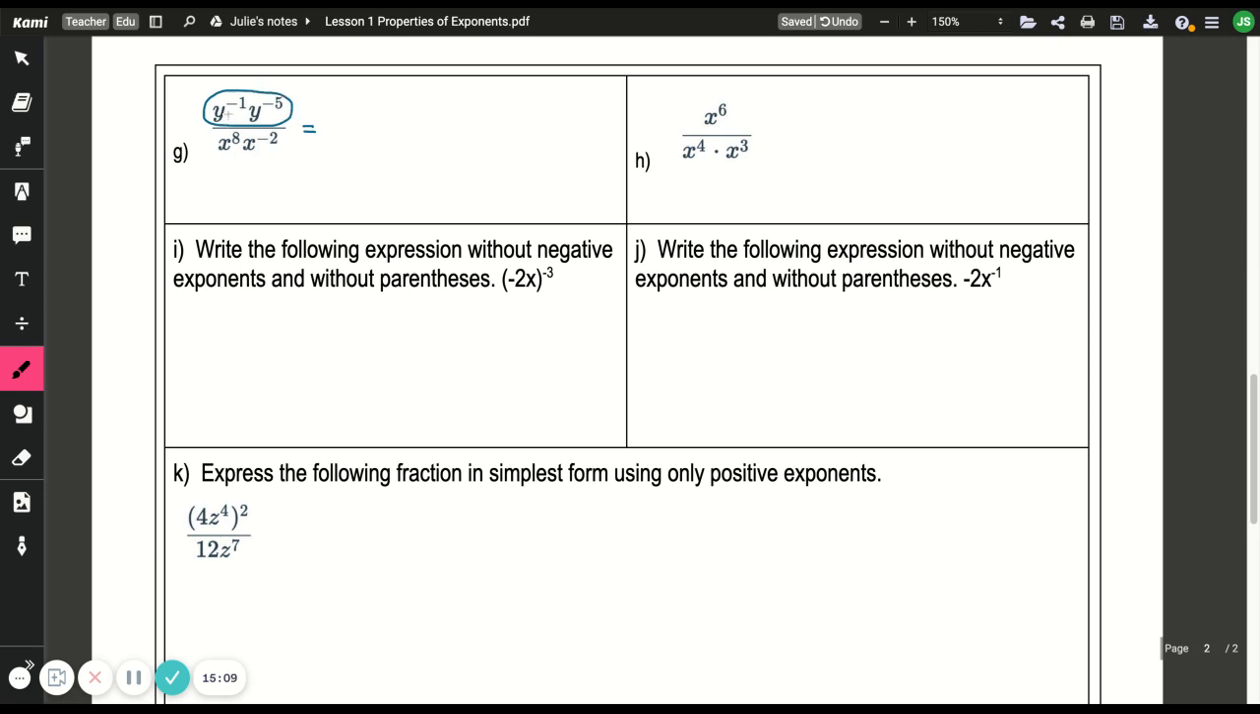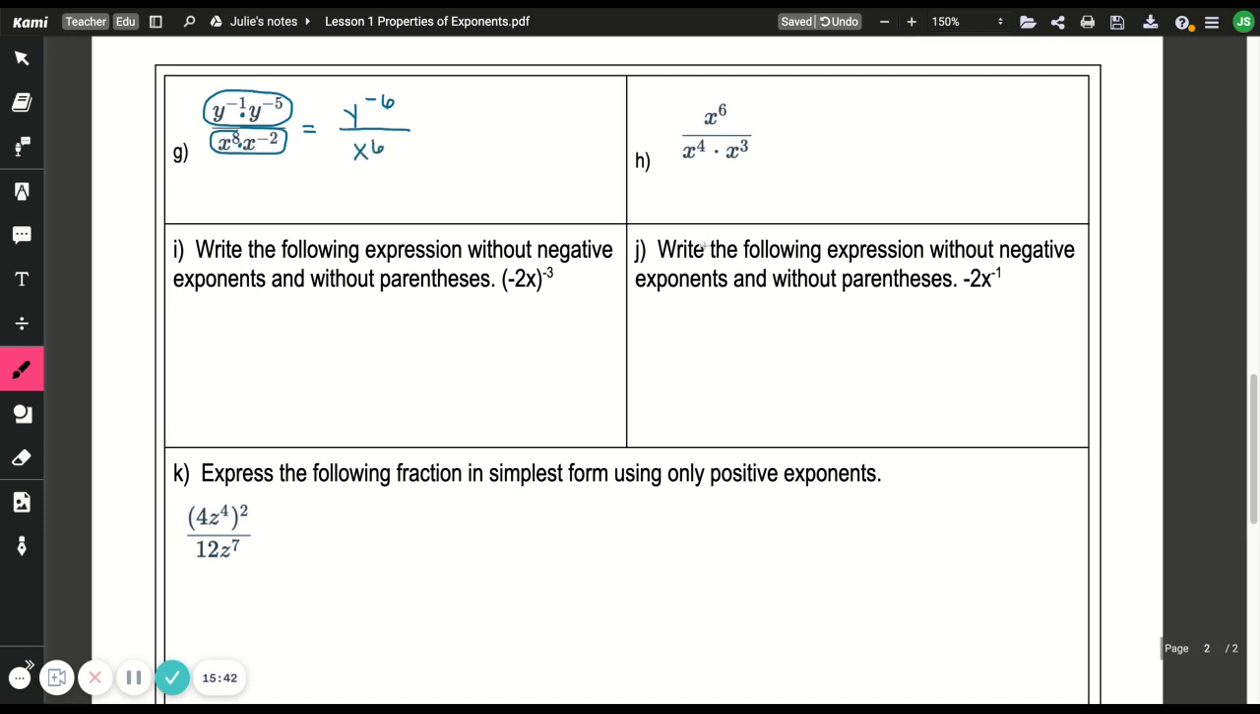So y to the -1 and y to the -5. I have two y's. They are being multiplied, so I add exponents. -1 plus -5 is -6. And then I'm going to do the same thing in the denominator. I have two x's down here, so I'm going to simplify this denominator. I have two x's. I am multiplying these terms, so I add exponents. 8 plus -2 is 6.